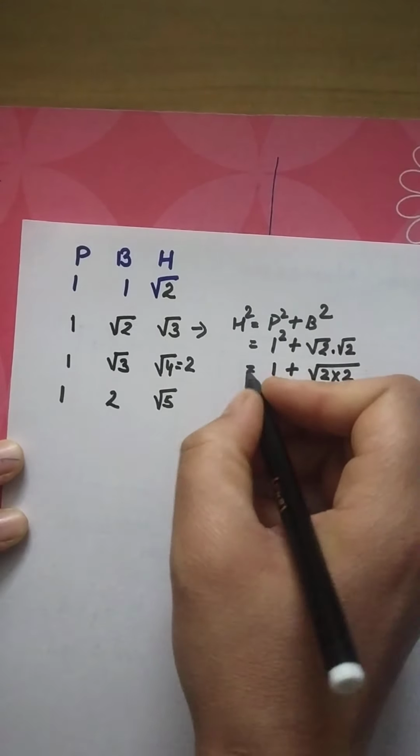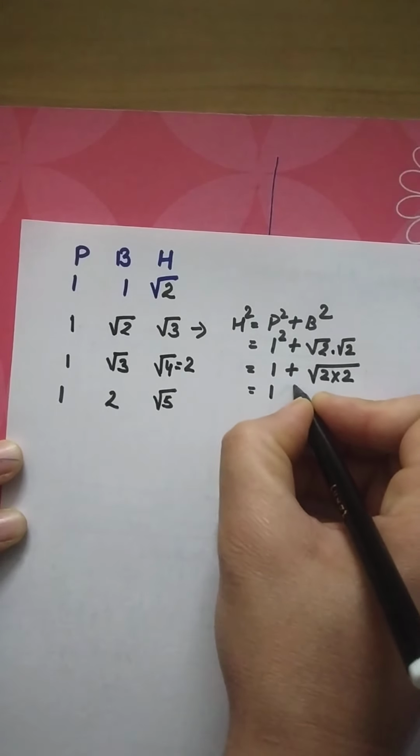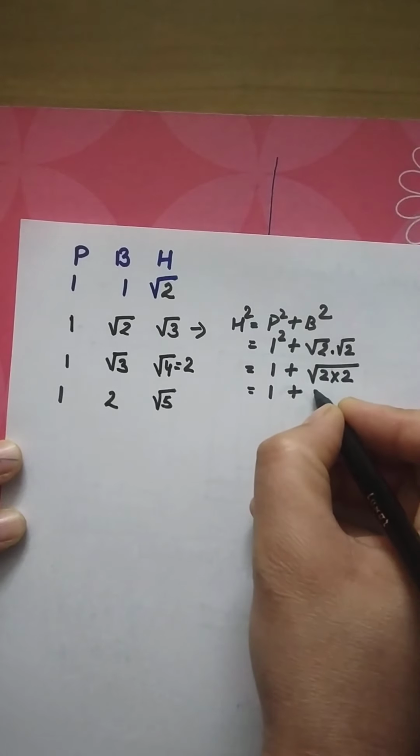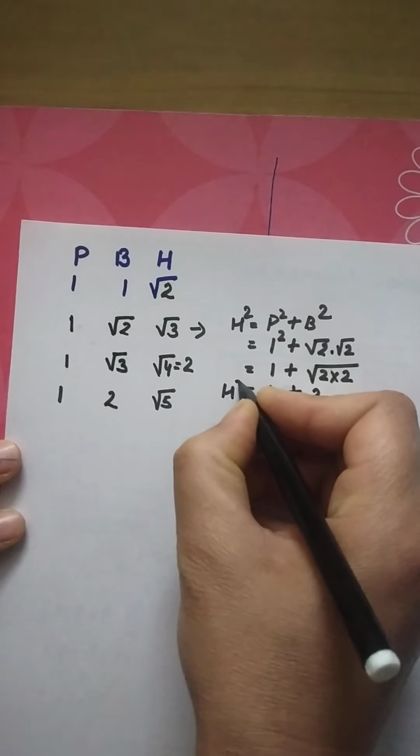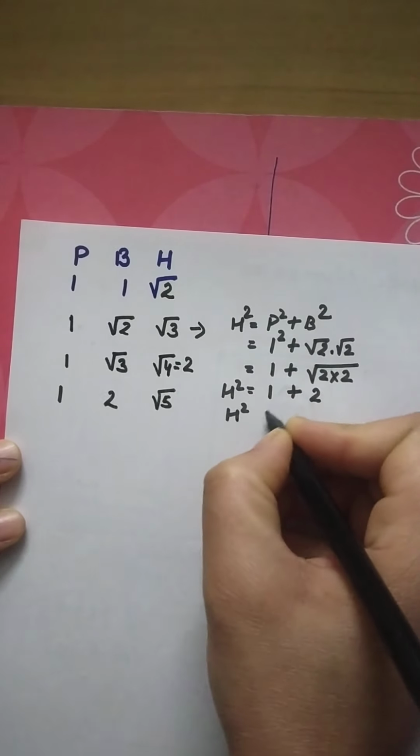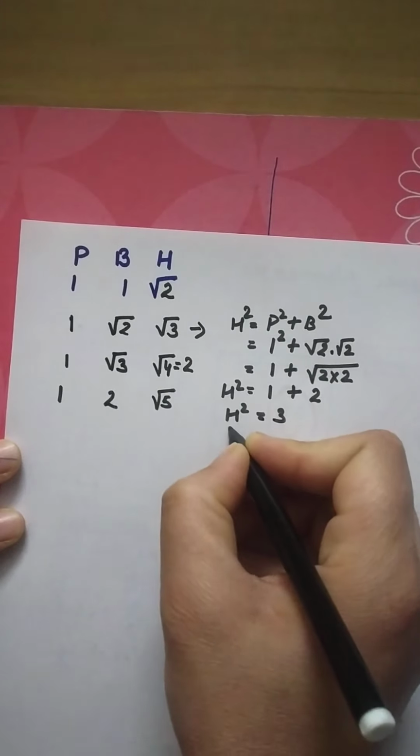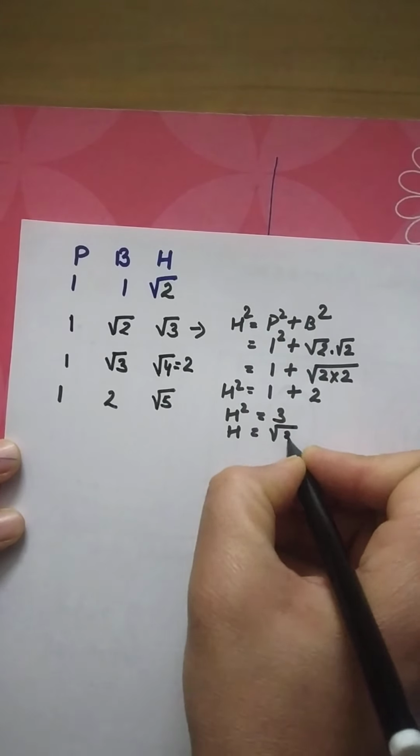This is how you were taught multiplication. Then it is 1. This is root 4, which means it equals 2. So H square equals 3, and therefore H is root 3.